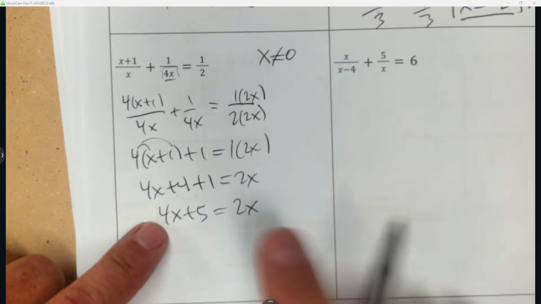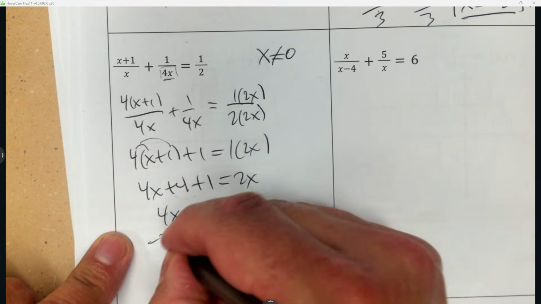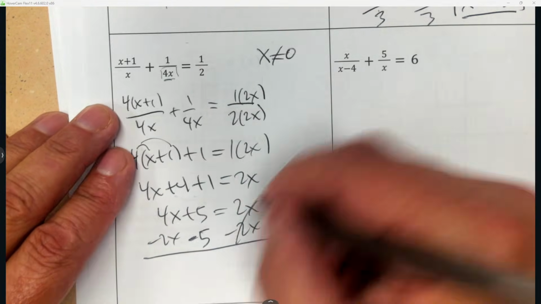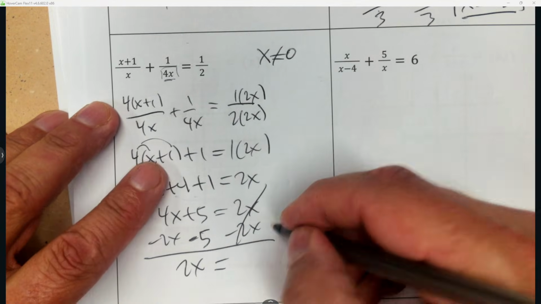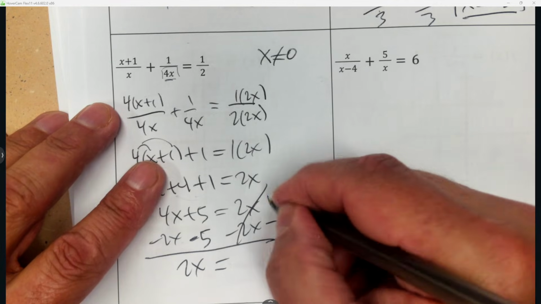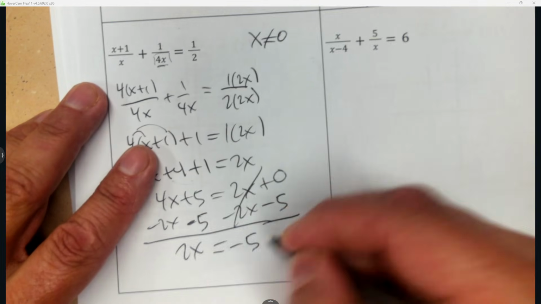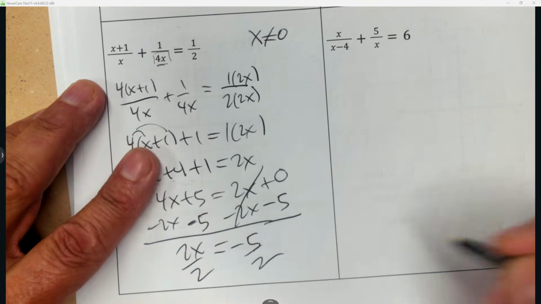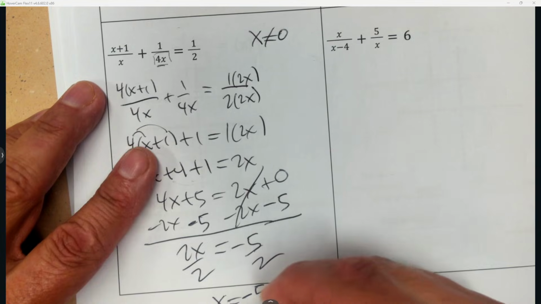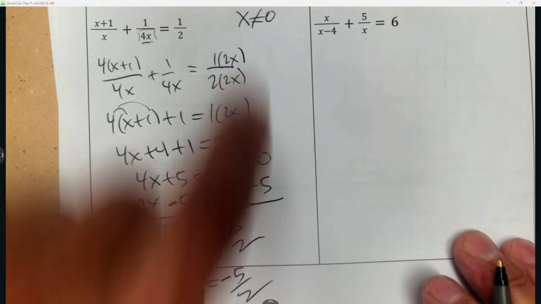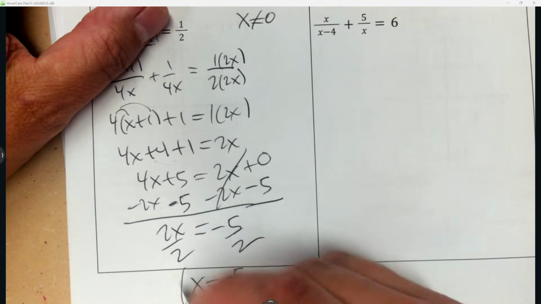These are on opposite sides. So I'm going to subtract 2x. I'm also going to subtract 5. Now, I don't see a number here, so if you want, you can have a 0 there. But when you do it, it's just negative 5. And then divide by 2, and you have your answer. And you can leave the answer like that, negative 5 over 2. It's a good answer because it's not 0.